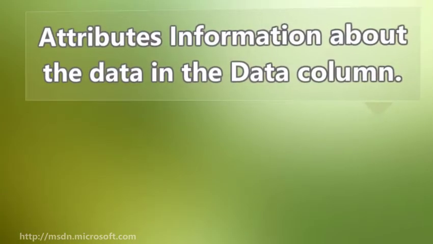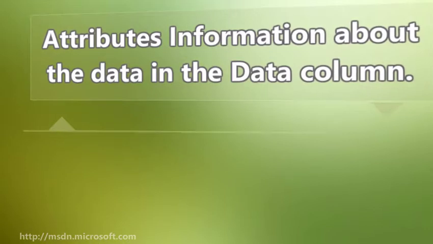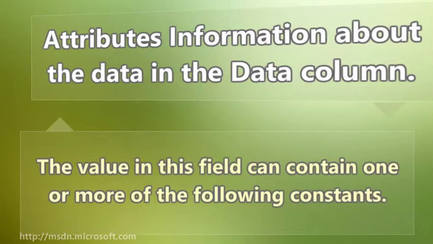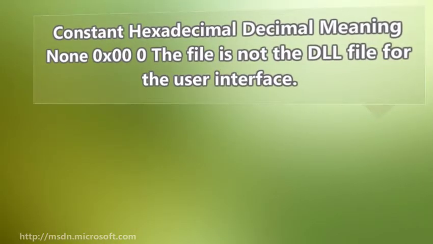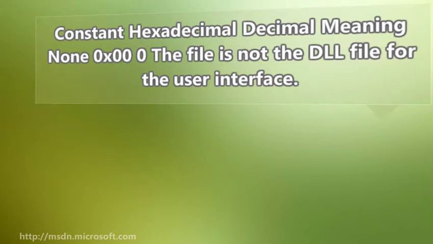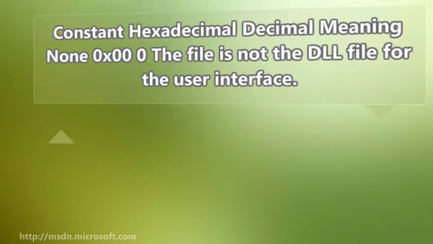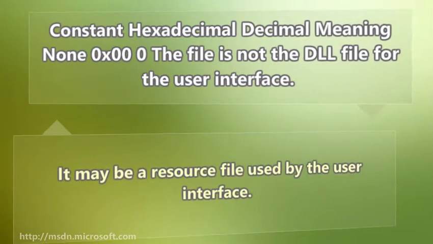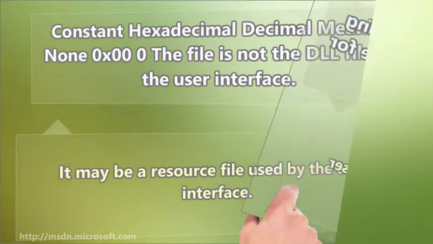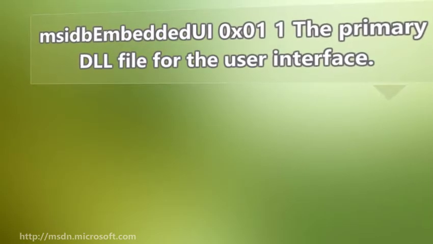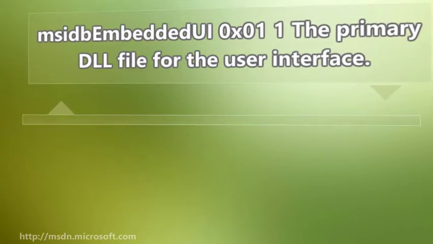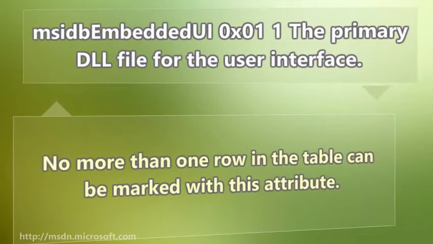Attributes. Information about the data in the Data column. The value in this field can contain one or more of the following constants. Constant, hexadecimal, meaning. None, 0x00: the file is not the DLL file for the user interface. It may be a resource file used by the user interface. MsiEmbeddedUI, 0x01: the primary DLL file for the user interface. No more than one row in the table can be marked with this attribute.